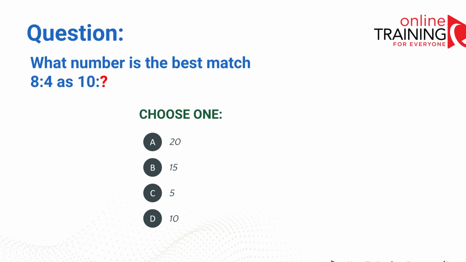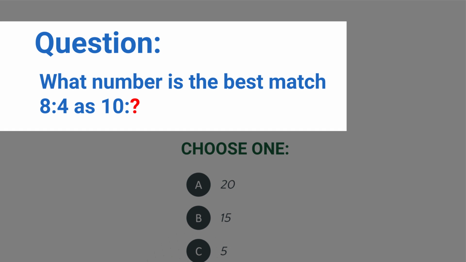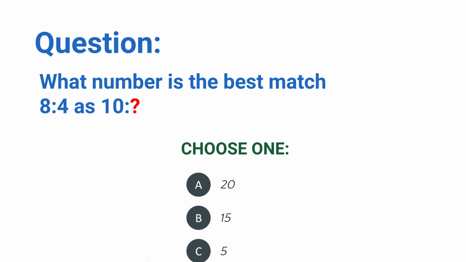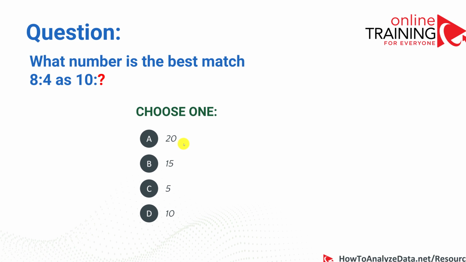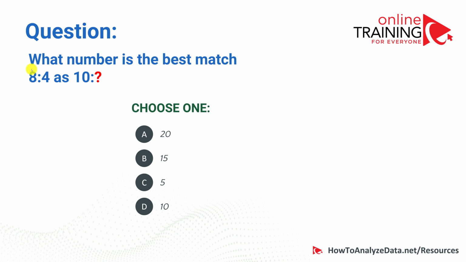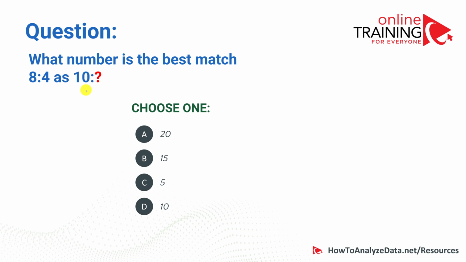So let's look at another tricky question. What number is the best match? We have 8 to 4 would be 10 to question mark. So what do you think is the right one here? Let's look at the answer. The best answer here is: 4 is half of 8, so the question mark would be half of 10. In that case, half of 10 is 5. So that's the number you should choose. Now, the tricky part of this question: some people may mistakenly select 20, which would be double of 10. So make sure you recognize this and don't make this mistake. Hopefully you've got this one right.